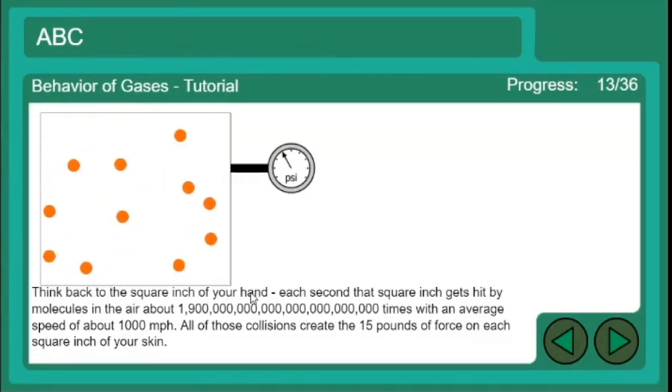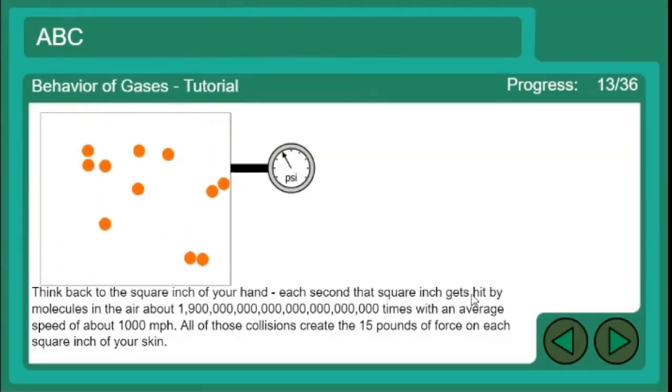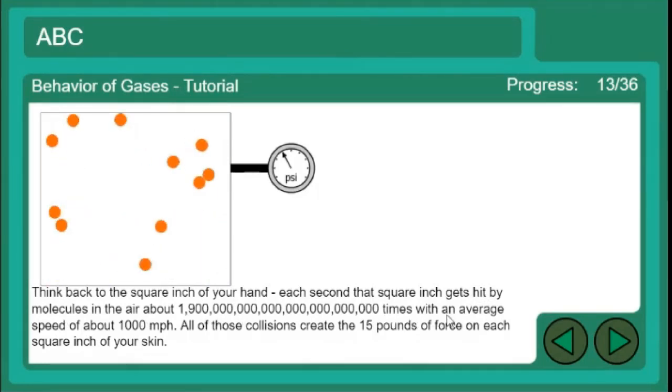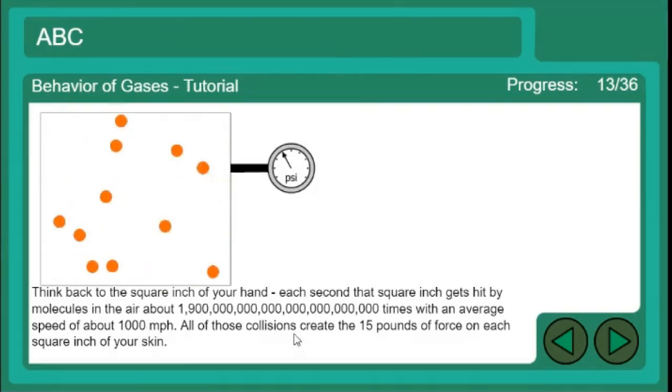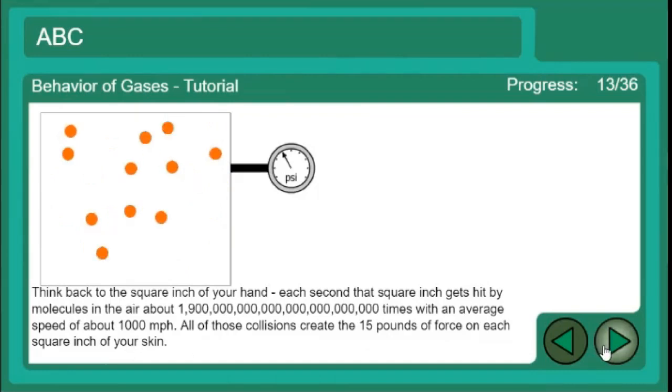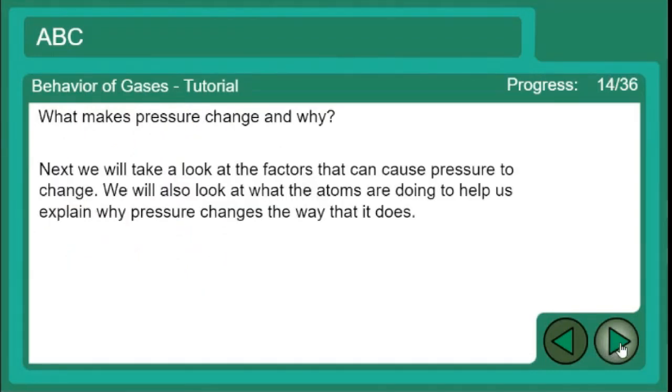Think that each second, the square inch of your hand gets hit by the molecules in the air many times, with an average speed of about 1000 mph. All those collisions create 15 pounds of force on each square inch of your skin. Banyak lah. So what makes the pressure change and why? Next we will look at the factors that can cause pressure to change.